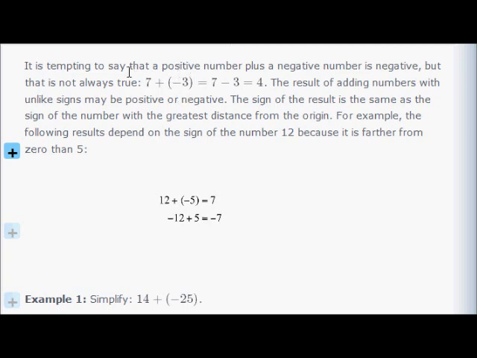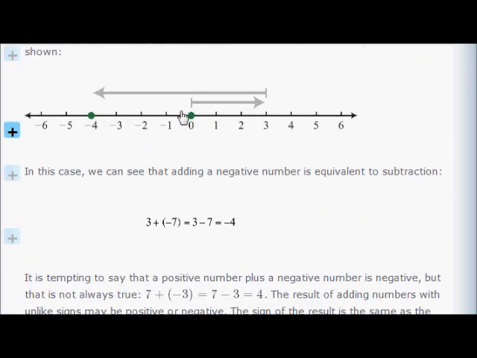not true. Okay, here you have 7 plus negative 3, and again, this is an example where you've got a negative number which is of smaller magnitude than the positive number, and so the positive number will prevail. We'll stay in positive territory. We won't go to the left of the origin, and we'll end up with a positive result. So 7 plus negative 3 is the same as 7 minus positive 3. And so that's 7 minus 3, so the result is positive 4.